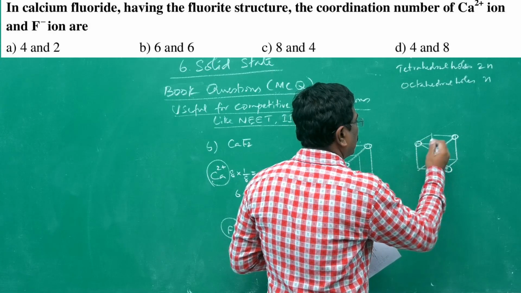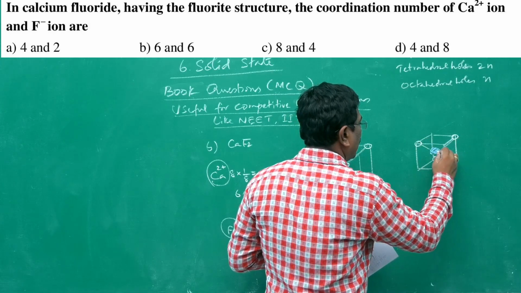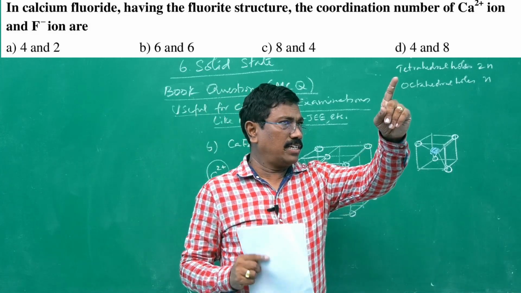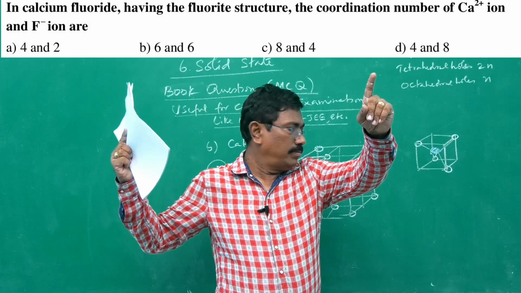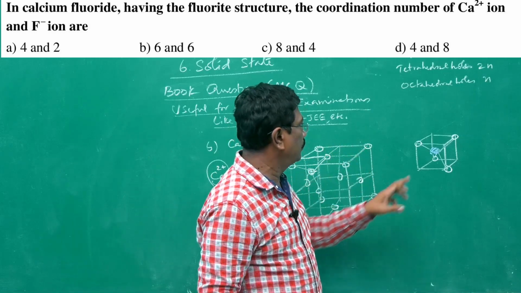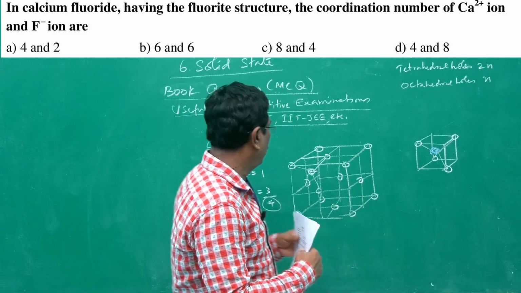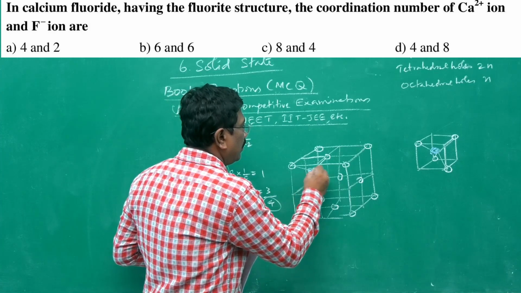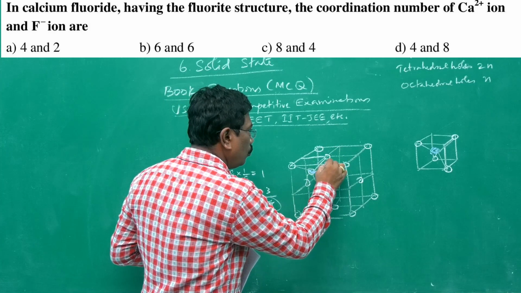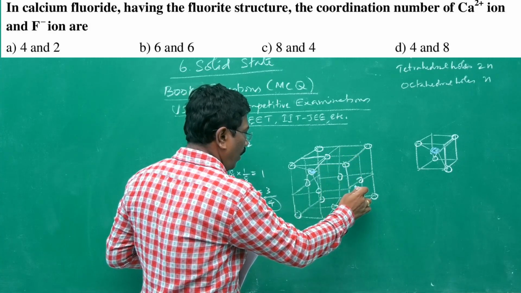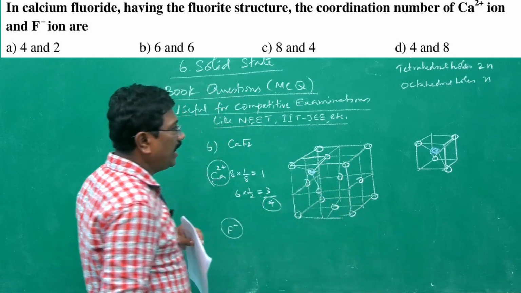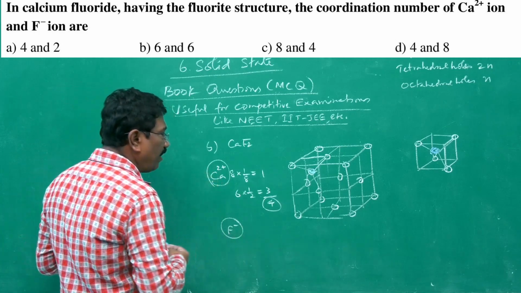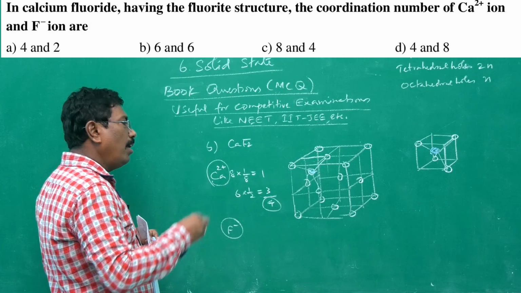It occupies the center of the tetrahedron. One towards that corner, another one that corner, then this corner, that corner. So this particular fluoride ion is present at all the 8 places: 1, 2, 3, 4, 5, 6, 7, 8. Likewise, there will be 8 fluoride ions, and all the 8 fluoride ions belong to that unit cell.